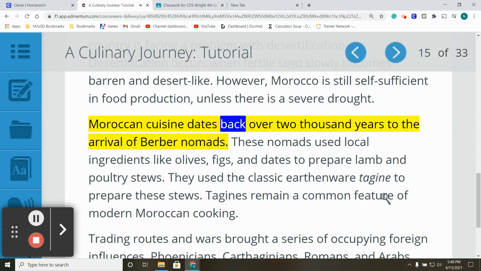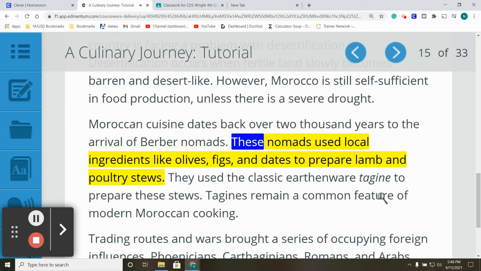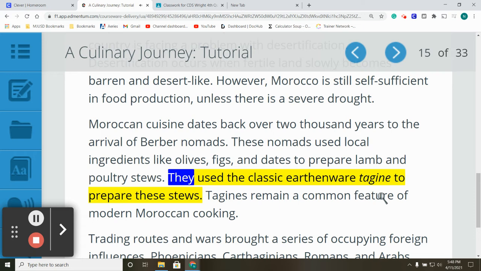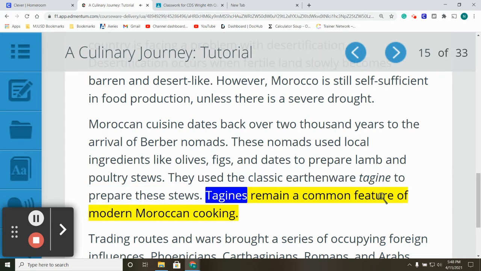Moroccan cuisine dates back over 2,000 years to the arrival of Berber nomads. These nomads used local ingredients like olives, figs, and dates to prepare lamb and poultry stews. They used the classic earthenware tagine to prepare these stews. Tagines remain a common feature of modern Moroccan cooking.